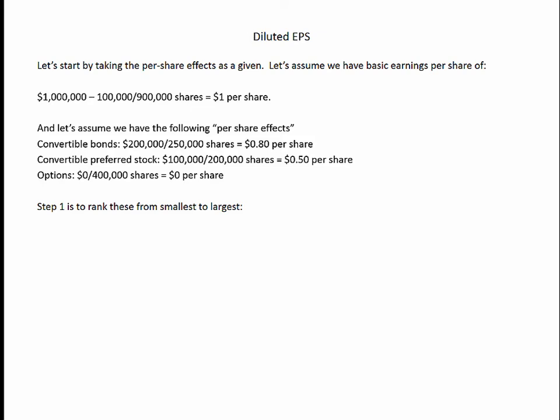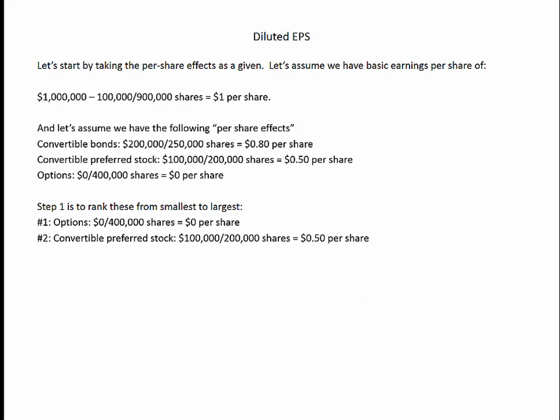Step one is to rank these from smallest to largest. Number one would be the options, because their per share effect is 0. Number two would be the convertible preferred stock, because its per share effect is 50 cents per share. And then lastly, we'd have our convertible bonds at 80 cents per share.